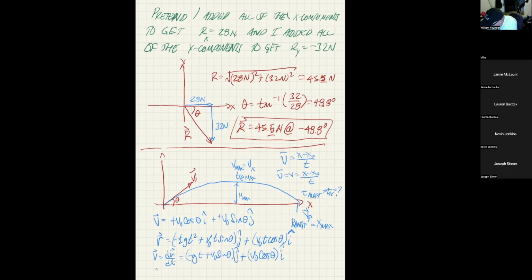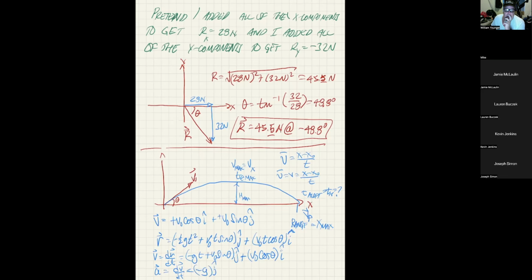And of course, if you took the derivative of that, you just get negative g in the j hat direction. So all that looks kosher to me. And in fact, you can go ahead and solve in terms of this.